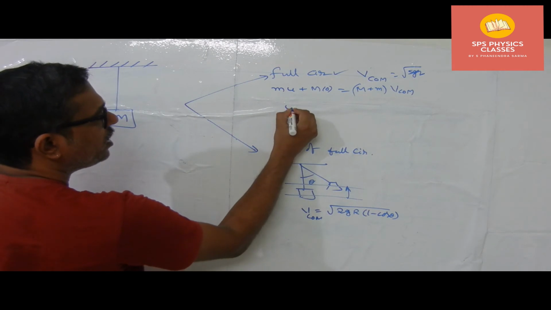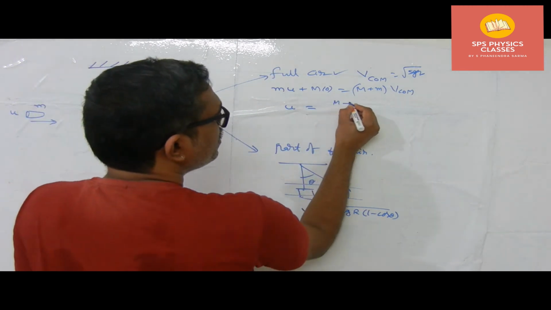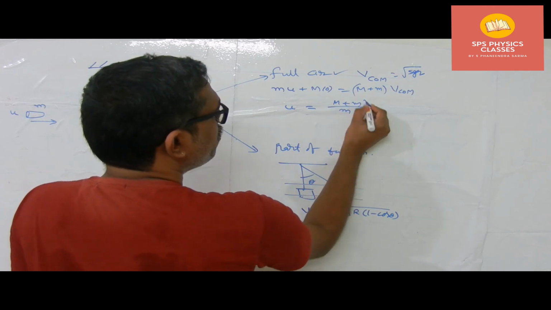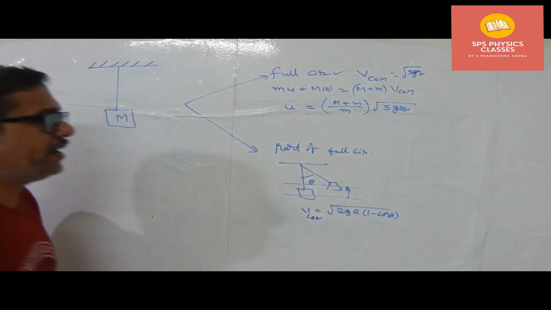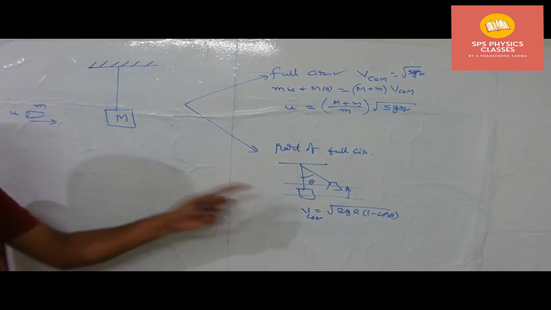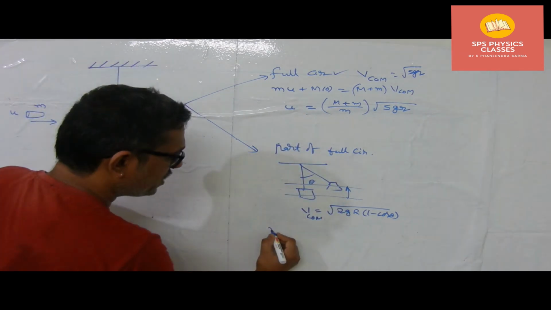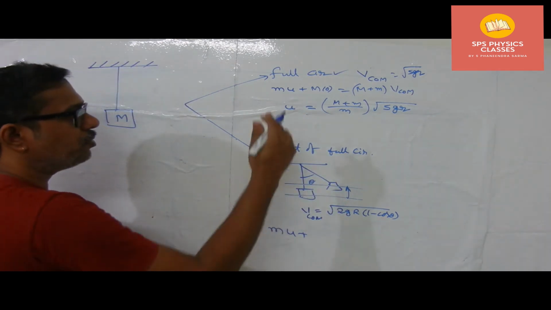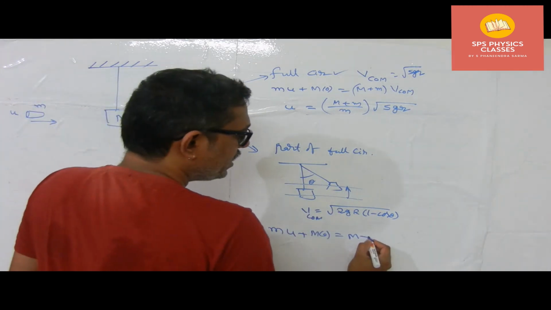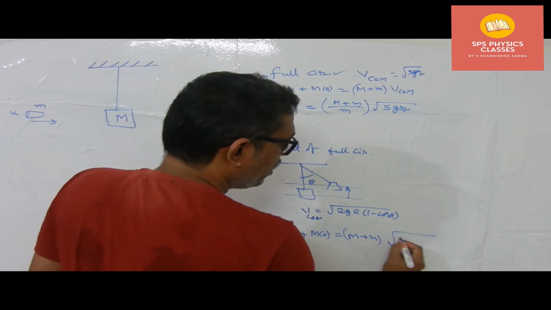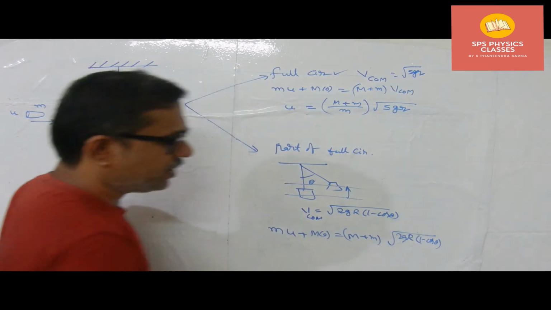Therefore, the velocity required for the bullet in case 1 for full rotation is simply (m plus M) by small m, into root of 5gr. Like this one can determine. And in the second case, when part of the circle is completed, under such a condition, applying the law of conservation of linear momentum, mu plus capital M into 0 is equal to (m plus M) into root of 2gr(1 minus cos theta). We just have to do it like this.